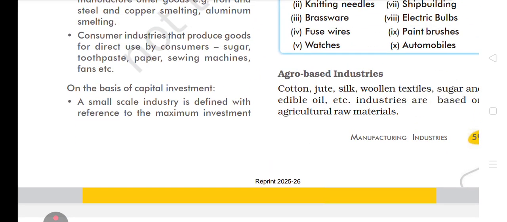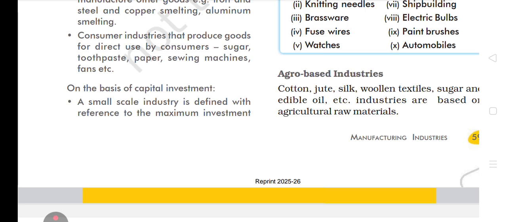Consumer industries are those industries that produce goods for direct use by consumers. Like if consumers want biscuits, then biscuit is a consumer industry, because they are producing goods that are directly going to be used by consumers. So sugar, toothpaste, paper, sewing machines, fans, etc. These are consumer industries.